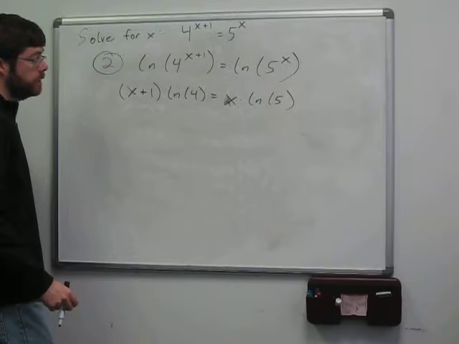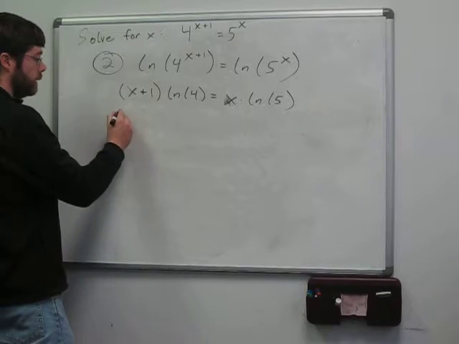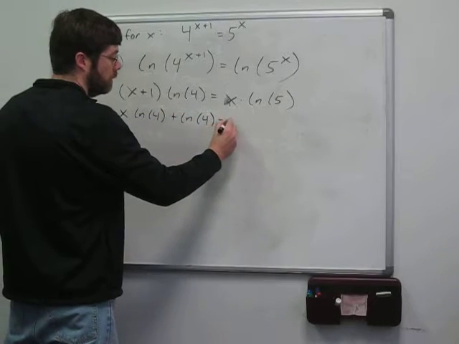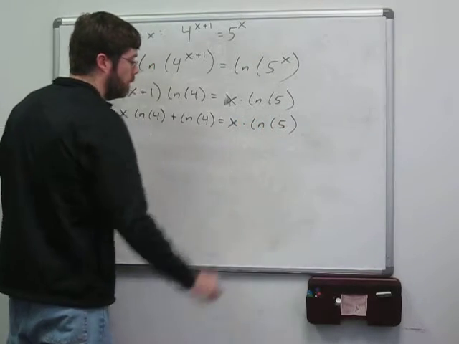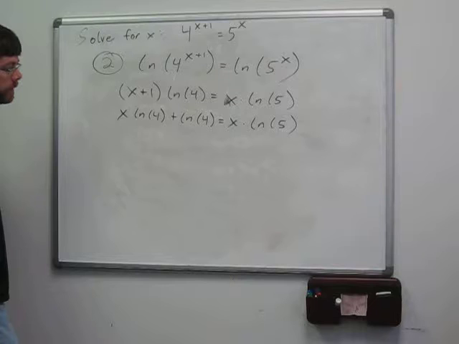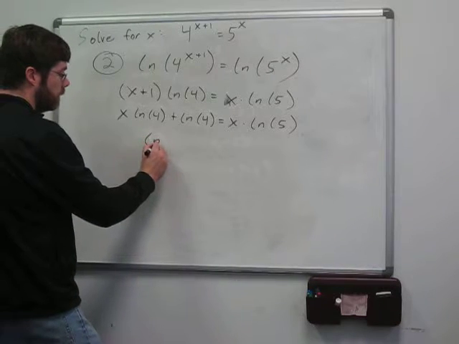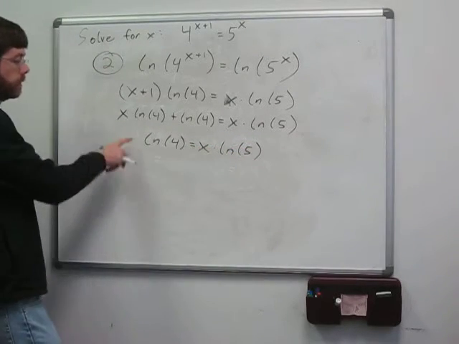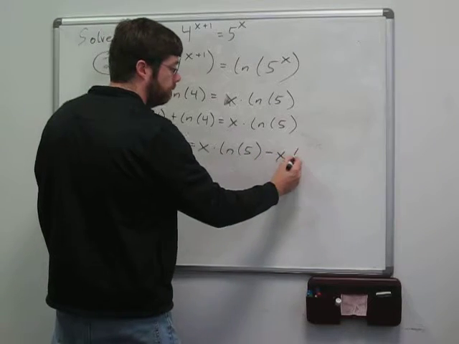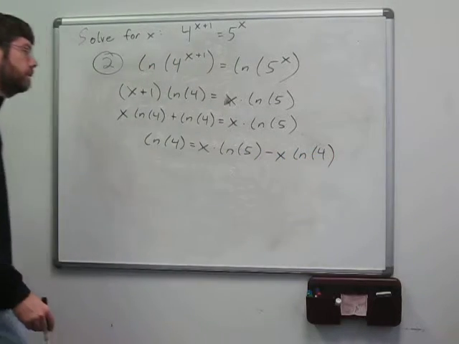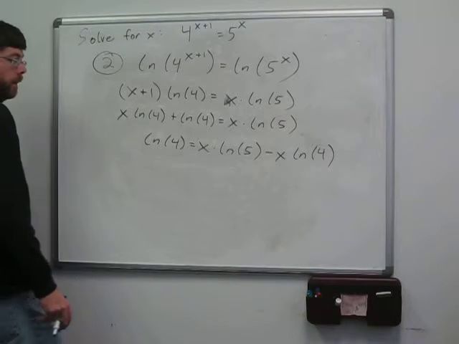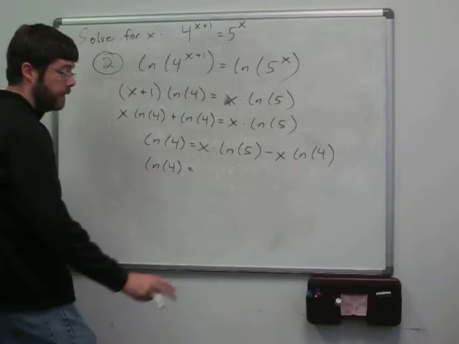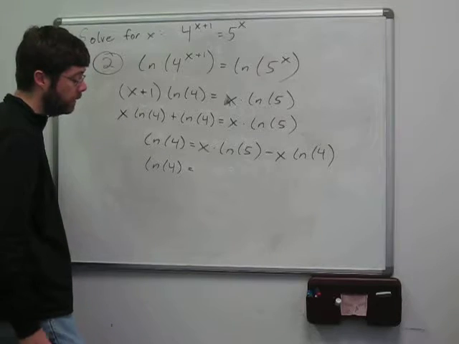Again, I'm going to want to get my x terms to one side. On this left side, I'm going to distribute the natural log of 4 first. That frees up the x from this parenthesis, and then I can isolate the x terms on one side by subtracting x times the natural log of 4. Again, I want to combine these terms on the right side. Combining is a little difficult because of the natural log notation.